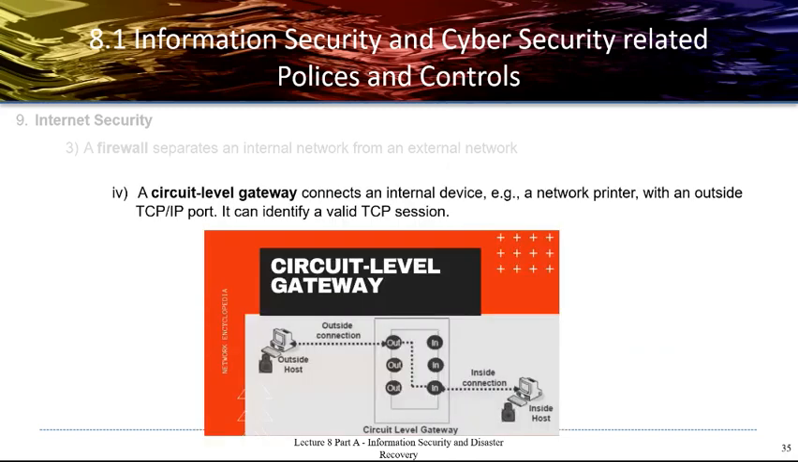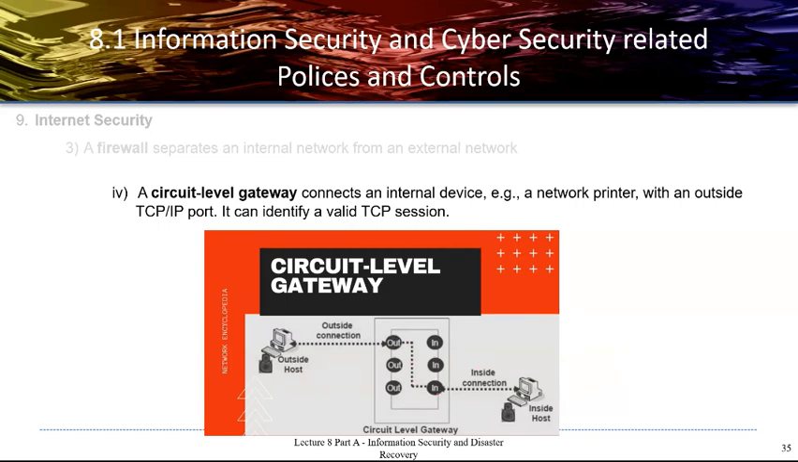And then you get the circuit level gateways. The circuit level gateways connect the internal devices, for example, network printers, with an outside TCP/IP port. It can identify a valid TCP. So let's say an outside person wanted to access this host computer, and maybe wants to print something. Our internal person printing is okay, but for an outside person printing, you have to have a circuit. So that person should be authorized to print this.